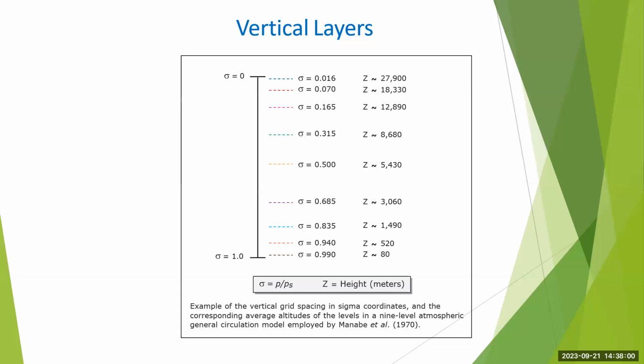So that variation can give some different kind of slicing. So, grid spacing in sigma coordinates and the corresponding average altitudes of the levels. Maybe one example that we see is a 9-level atmospheric general circulation model, which was earlier employed by one of the authors, which is referred to here. So as a sample, one can see that these are some of the things.